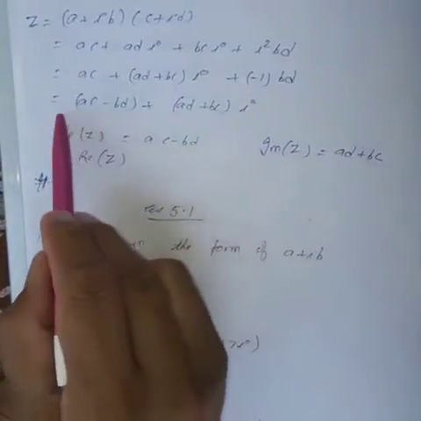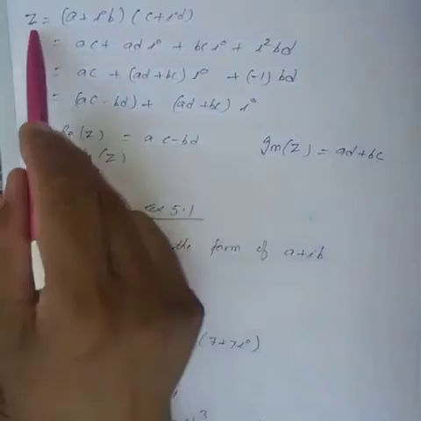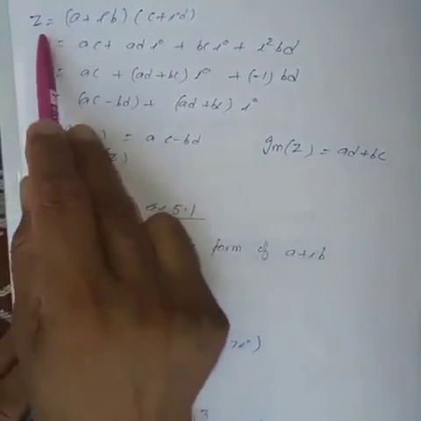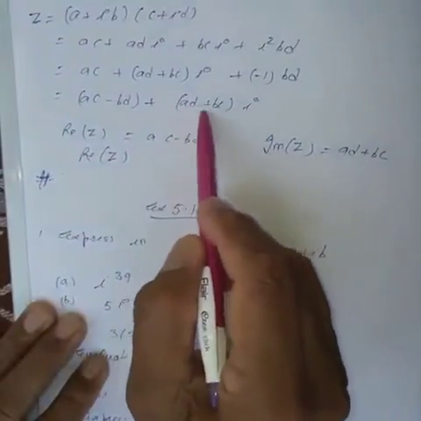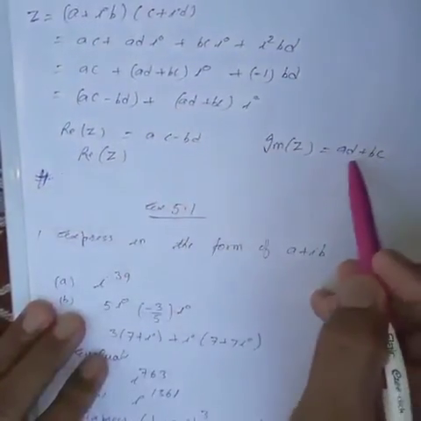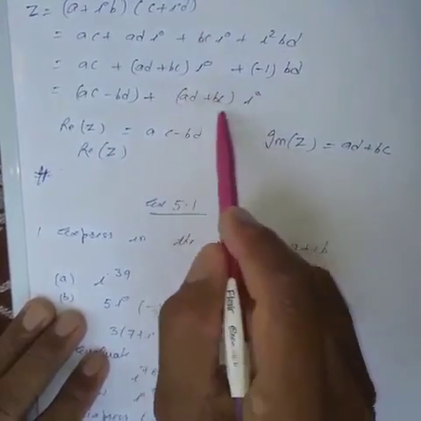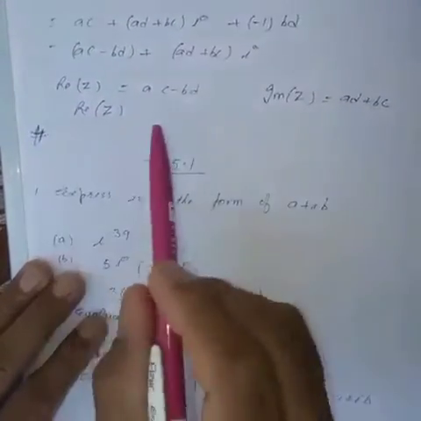So now, if you are to find the real part of the product, this is the real part of the complex number z. Similarly, this is the imaginary part. While writing the imaginary part, we don't write iota, we write the terms excluding iota. I hope it is clear to you.